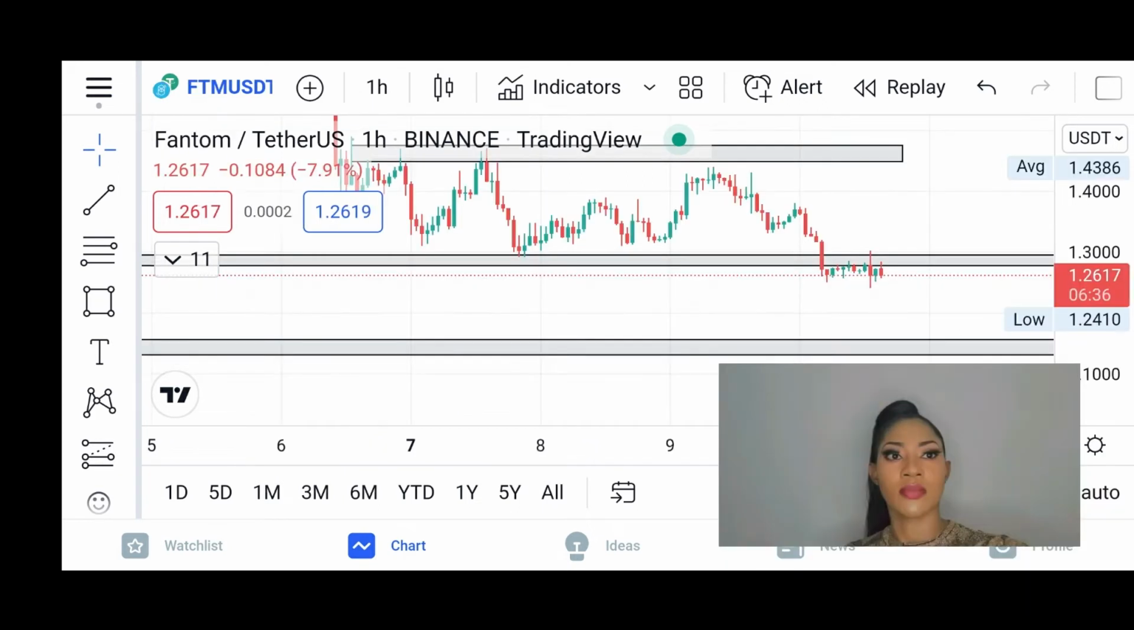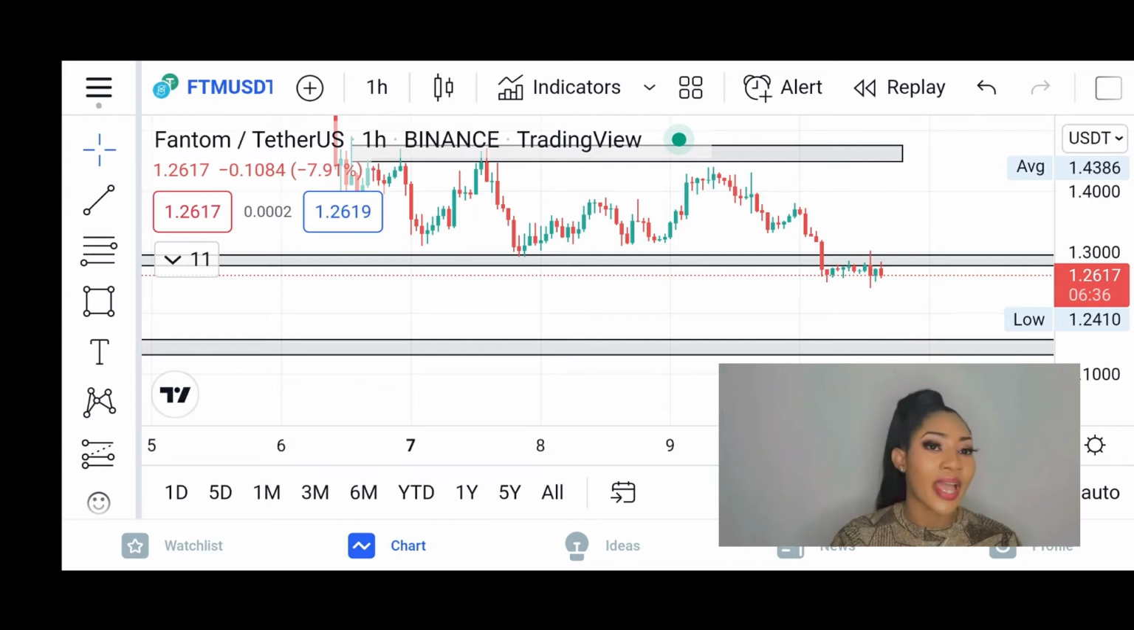All right, let me show you another example, which is FTM. FTM broke the previous support at 1.3 and then it broke below and became a resistance. If you see this kind of setup, it is a sell setup. It means that you should take your sell entry at that resistance and then you place your SL above that resistance. Then you identify your next support where you're going to take your profit.